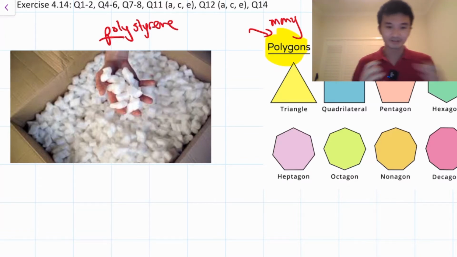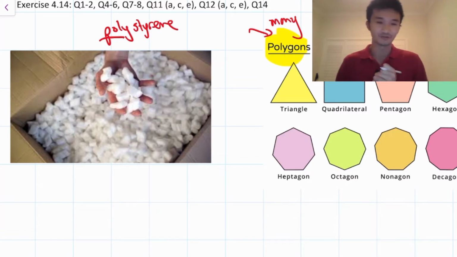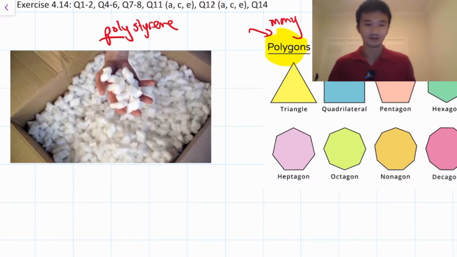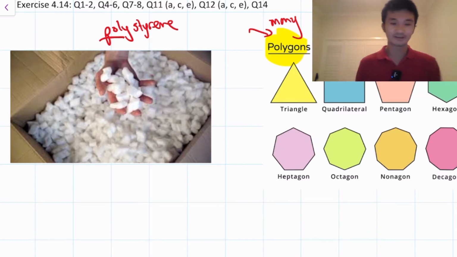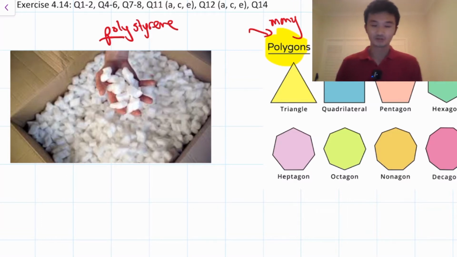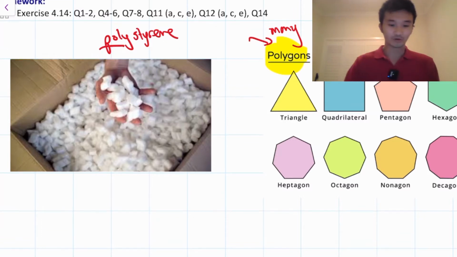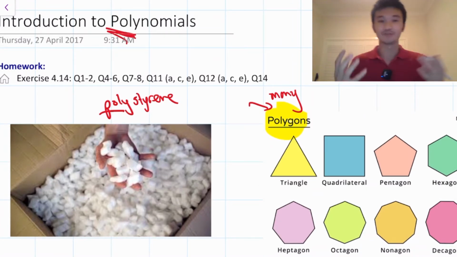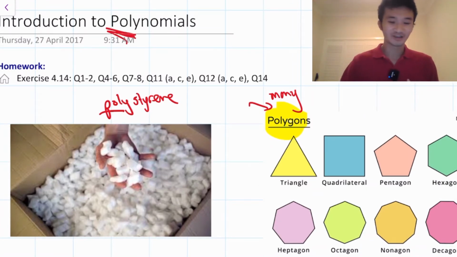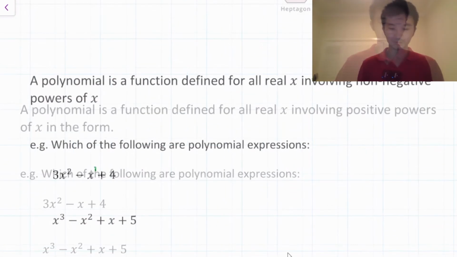To my understanding, it's made of a few different chemical components mashed together to create this kind of synthetic material. And this idea of what we call a polynomial is the same thing. We're looking at many somethings. We're looking at many nomials. We're essentially looking at many terms. Here's a bit of a definition for you.